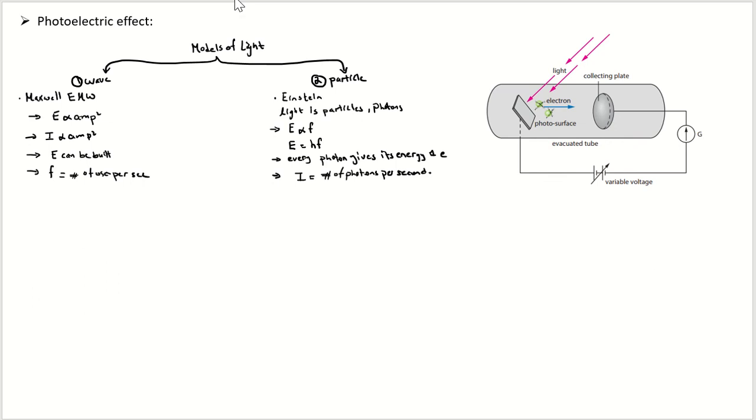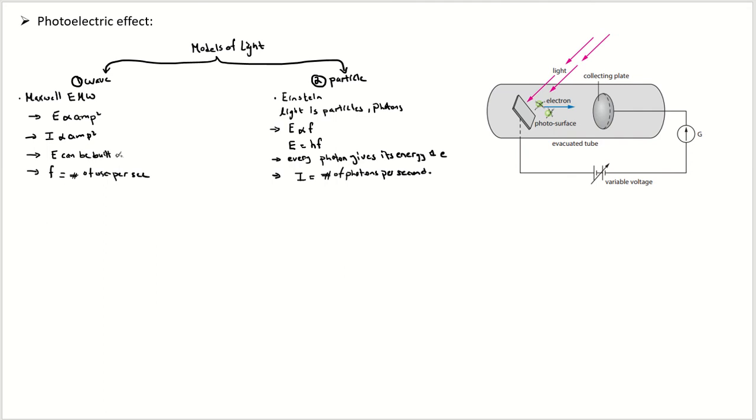If I wait for some time, if light is a wave, then this means that after some time, an electron will be emitted. But if you wait forever, an electron won't be emitted, which means that energy can't be built up. The second thing that I'm going to do is keep the frequency of this light the same. So I'm going to keep it, let's say, as red.